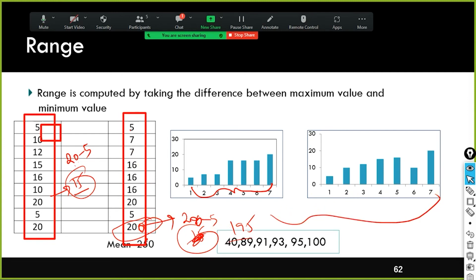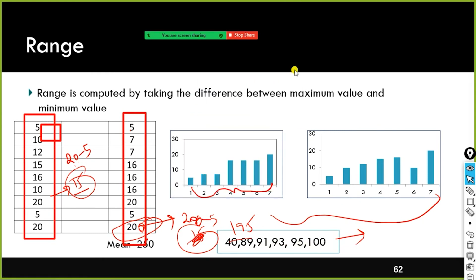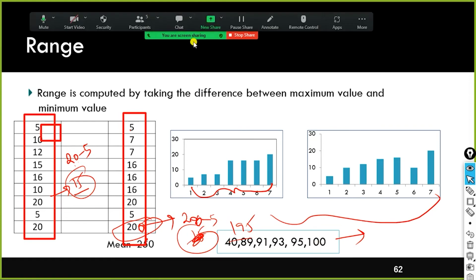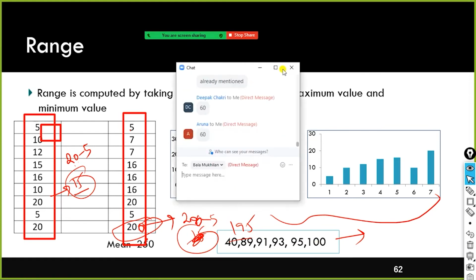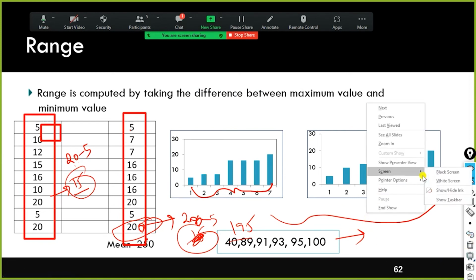Let's take another example. Now you tell me what is the range for this data set. All of you please type it in the chat window quickly. Time is precious. Yes, Deepak is faster. How about others? What is the range for this data set? 60, right? Correct. The maximum value is 100, the minimum value is 40. So 100 minus 40 is 60.